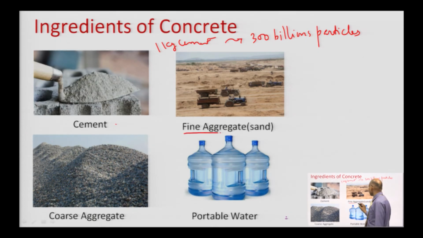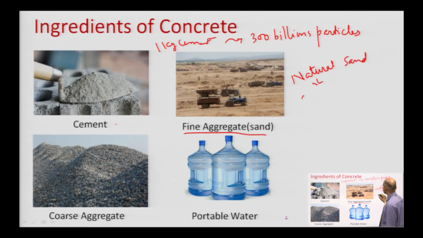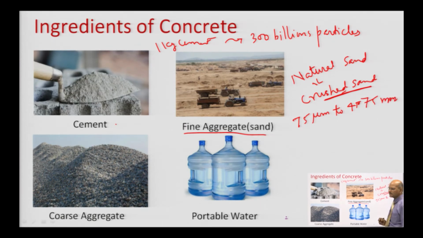Next material is fine aggregate. Fine aggregate you can say sand. We have two types of sand, natural sand and crushed sand. Natural sand we can get from the river or quarry, and crushed sand we can get after crushing the stone. The size of the fine aggregate ranges from 75 micron meter to 4.75 mm. So, this is the size.